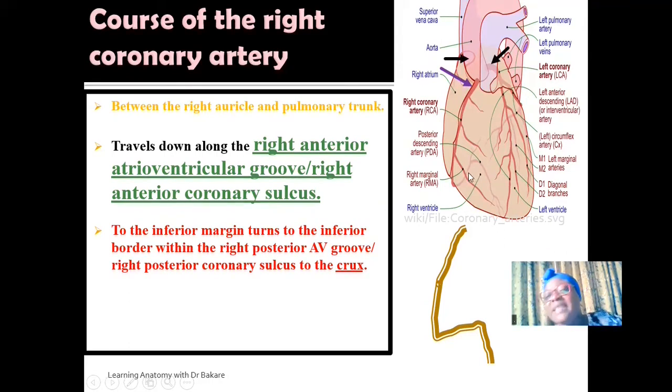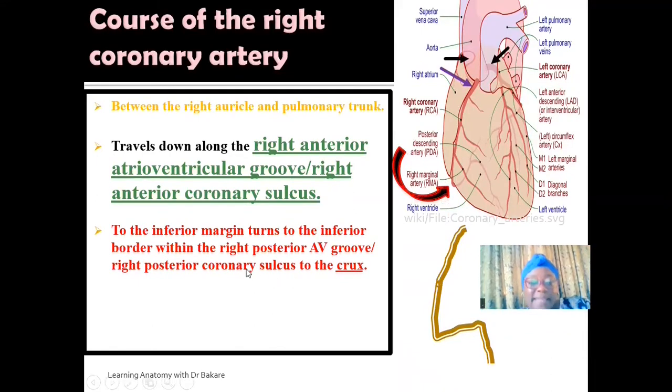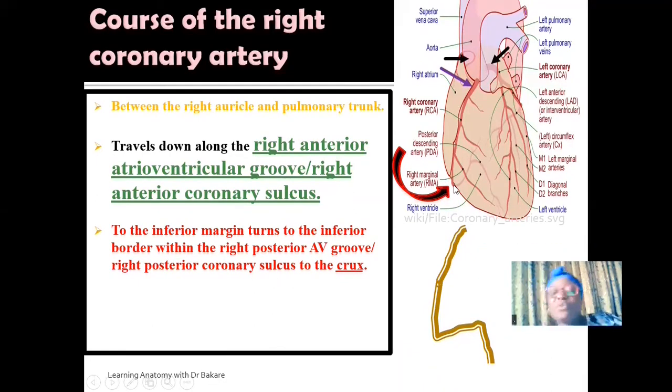So it passes through it, and you see it running posteriorly around the inferior border or the diaphragmatic surface of the heart. And this is the part by which it runs. So you see the right coronary artery directed towards the inferior or the diaphragmatic surface of the heart. And at this point, you see it passing through the right posterior atrioventricular groove. Remember, we have the right anterior atrioventricular groove here, which is in the anterior part. Because it turns and is seen on the inferior border of the heart, you now have the right posterior atrioventricular groove. So you still have a groove at this posterior part, separating the right atrium and the right ventricle.